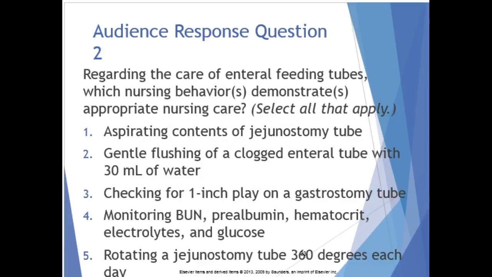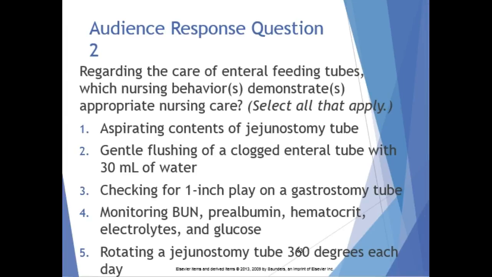Next question: regarding the care of enteral feeding tubes, which nursing behaviors demonstrate appropriate nursing care? Select all that apply. Aspirating contents of the jejunostomy tube, gentle flush of the clogged enteral tube with 30 ml of water, checking for a 1-inch play on the gastrostomy tube, monitoring BUN, prealbumin, hematocrit, electrolytes, and glucose, or rotating a jejunostomy tube 360 degrees each day. The correct answers for this question are 2 and 4.